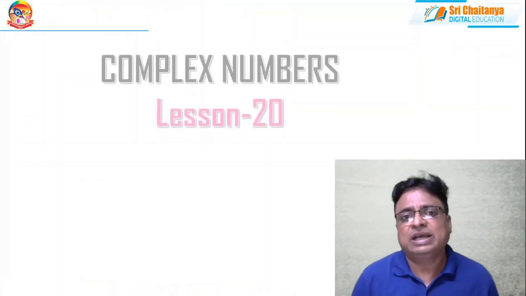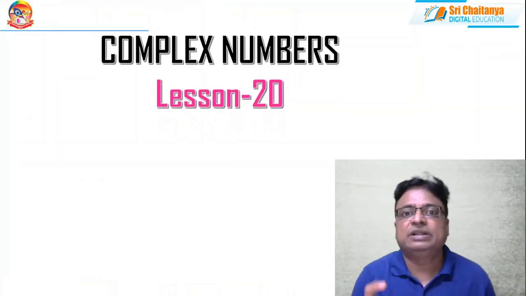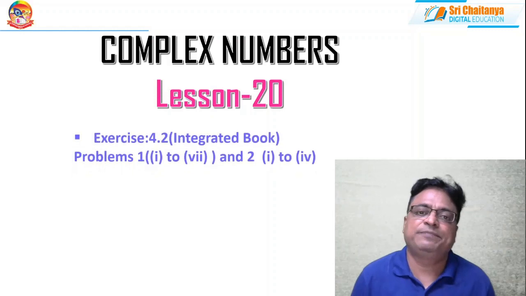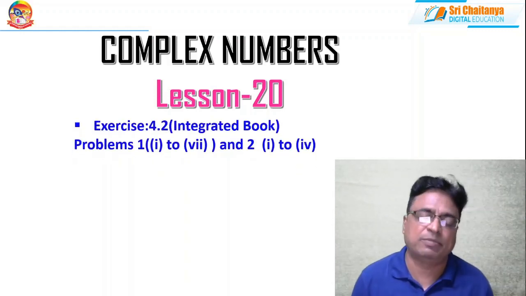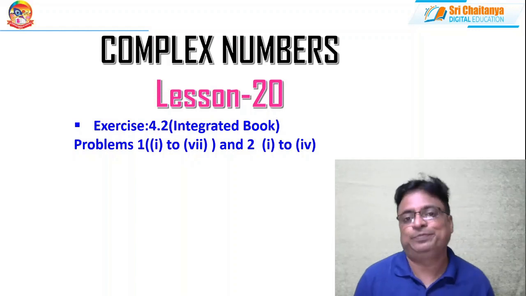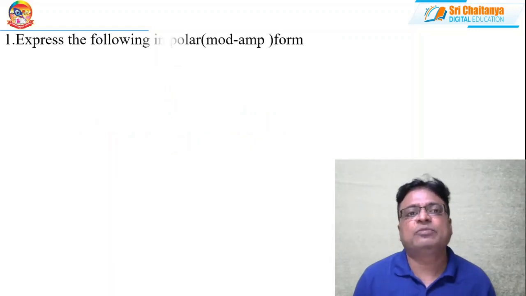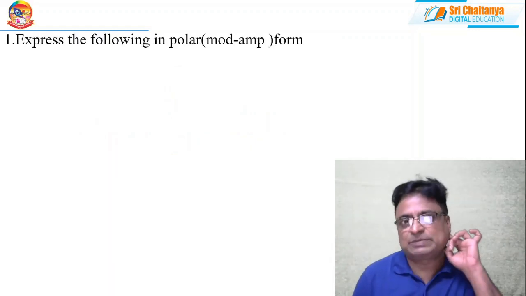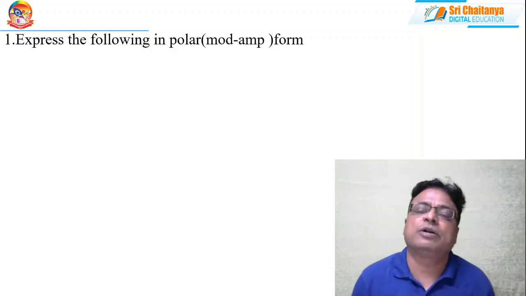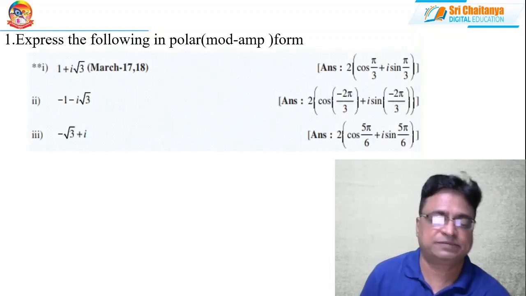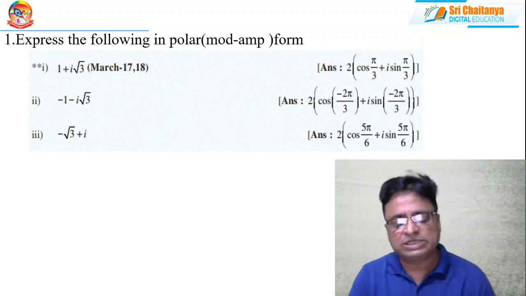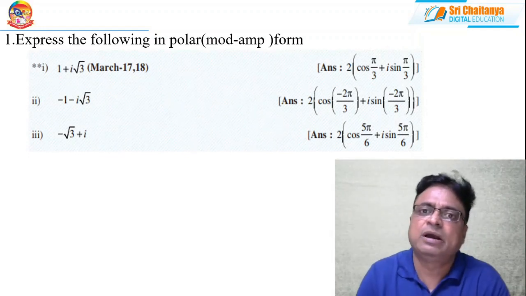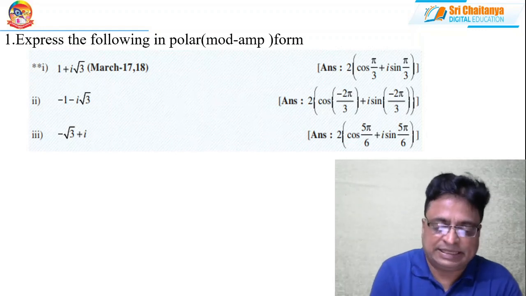As I mentioned earlier, through this lesson, lesson number 20, we are concentrating on exercise 4.2 of the integrated textbook, problems 1 and 2. Now what is problem number 1? This is to express the following in the polar form or modulus amplitude form. See the questions. The first question is 1 plus i root 3. Modulus amplitude form and polar form are both the same, or I can simply say mod amp form.